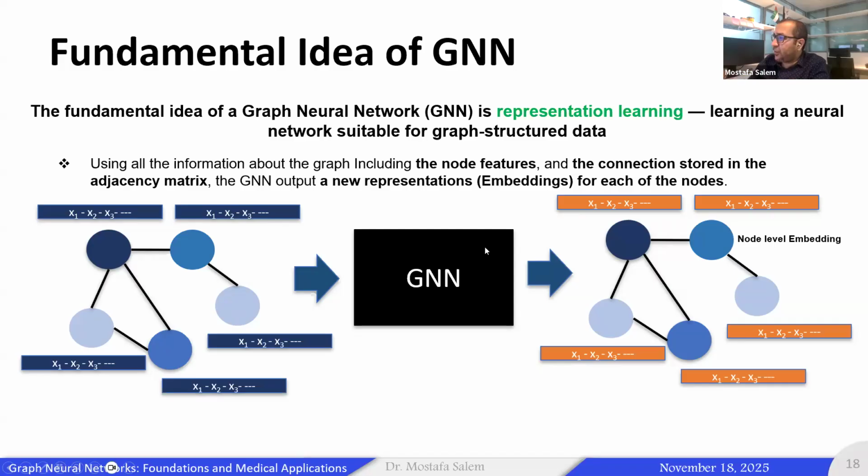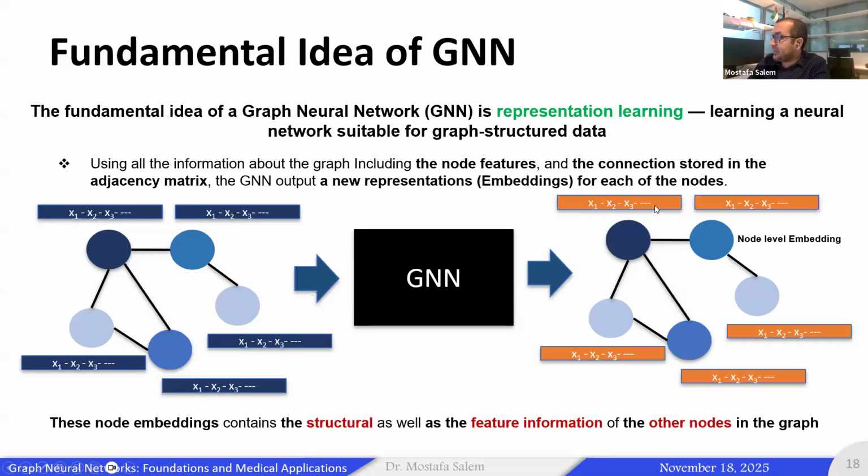I will go through an animation to try to show you how these orange embeddings are learned from these blue embeddings from the left of the graph. So GNN input is a graph, GNN output is a graph. So what will GNN do? GNN will try to learn a representation for each node and the connection between these nodes.